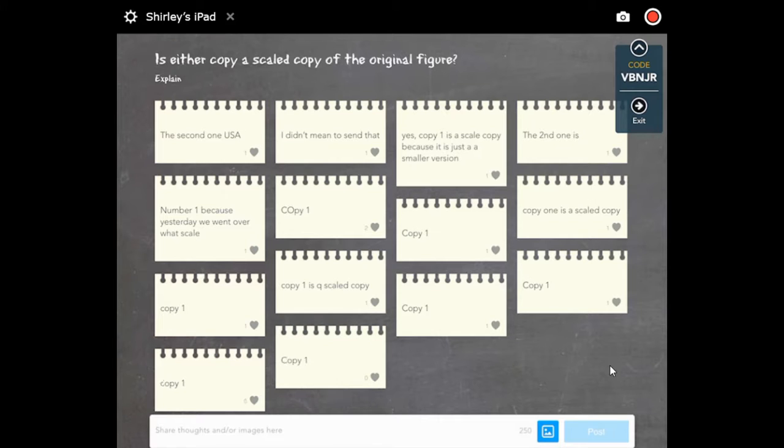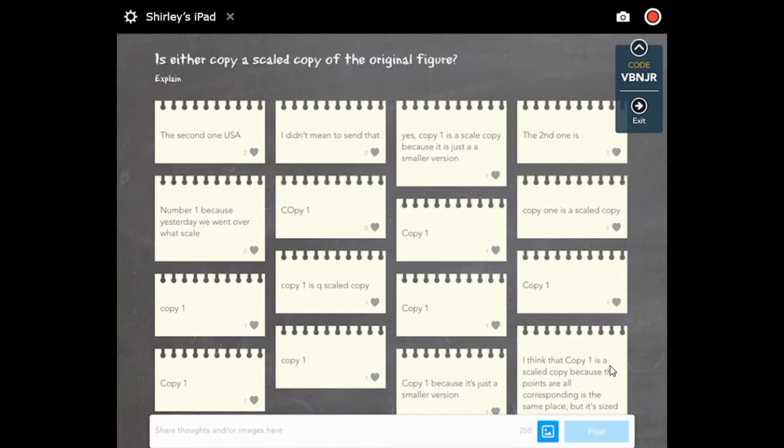What do we notice about the angles in copy number 1? So you can add your answer to this same Collaborate board. So if the original and copy number 1 are my scaled copies, what do you notice about their angles? What do you notice about the angles in copy 1 and the original?